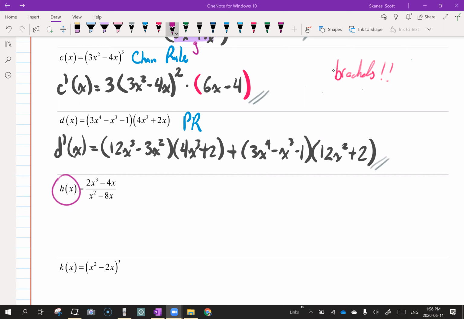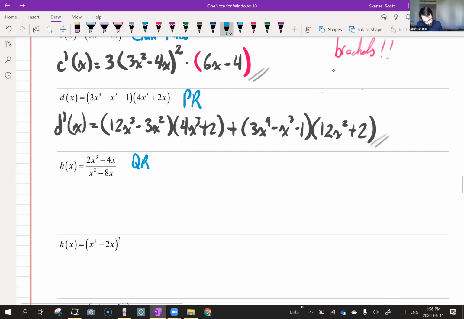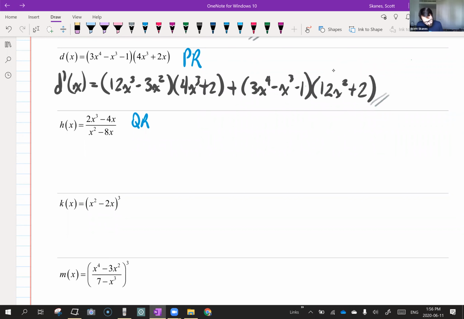Anyone get it yet, or are you struggling to write it in the chat? Six x squared minus 4, x squared minus 8x minus 2x cubed minus 4x, 2x. So you've got a bracket there that shouldn't be there. And then all over x squared minus 8x, all squared.